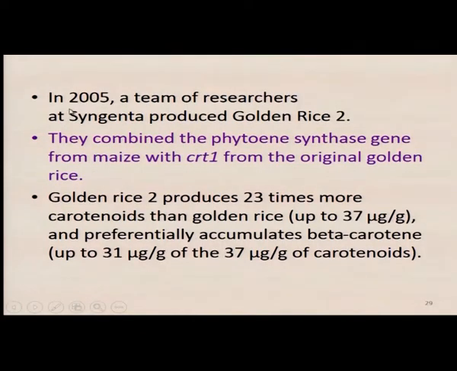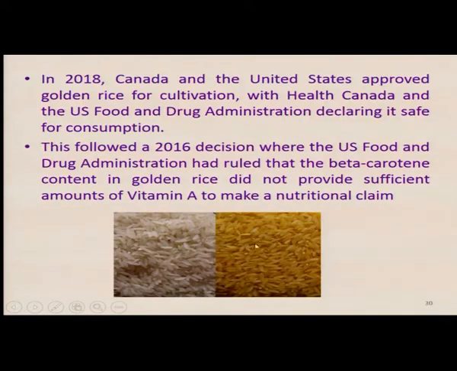In 2005, a team of researchers at Syngenta produced what we call golden rice 2. They combined the phytoene synthase gene from maize with the CRT1 from the original golden rice. And they saw that golden rice 2 produced 23 times more carotenoids than the original golden rice, which we are now calling golden rice 1. That produced only 37 microgram per gram, and it preferably accumulated beta carotene up to 31 microgram per gram of the 37 microgram of carotenoids in total. So this produced better yield.